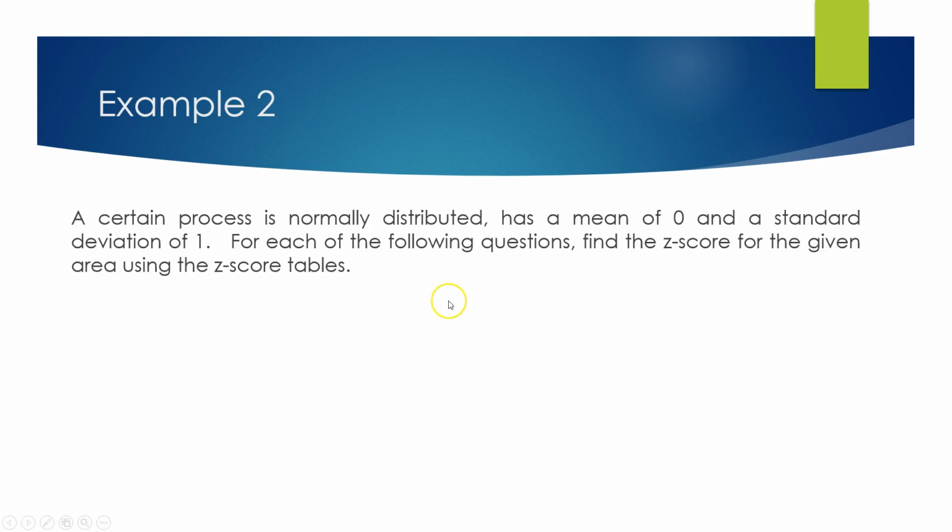So example 2 is basically going to be the same thing but backwards. I call this one the wild goose chase because it does involve looking through the tables, which is usually, I don't know, quite a process. It's not difficult, but it definitely is something that you'll get used to over time. So this is that same scenario, and for each of these questions, we're going to find the z-score for the given area using the z-score tables.